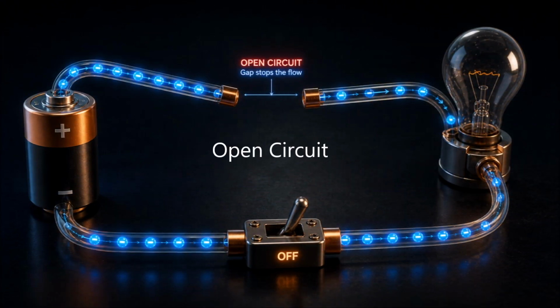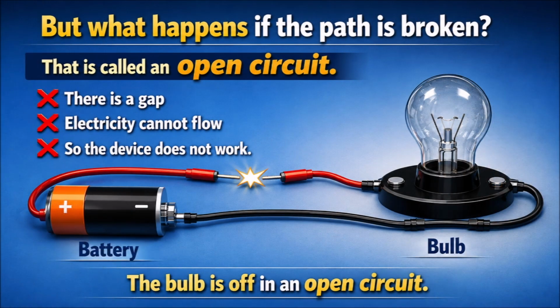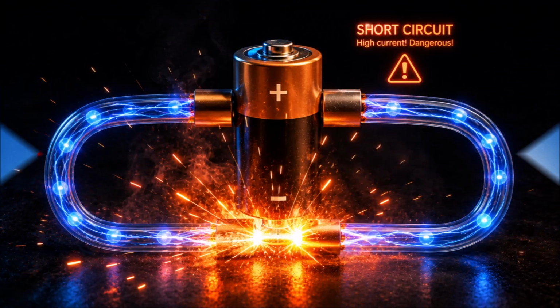An open circuit has a break or gap, so electricity cannot flow. When the switch is off, the bulb does not glow. But what happens if the path is broken? That is called an open circuit. In an open circuit, there is a gap, electricity cannot flow, so the device does not work.